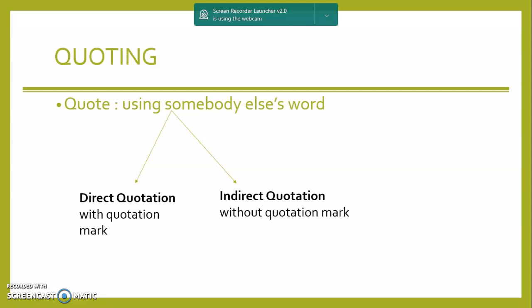Let's start with quoting first, quotation. To quote means to use somebody else's words. So you borrow his or her words to be put in your essays. There are two types of quotations, direct quotation and indirect quotation. To differentiate both of them is easy. Direct quotation uses quotation marks, meanwhile indirect quotations don't have them.